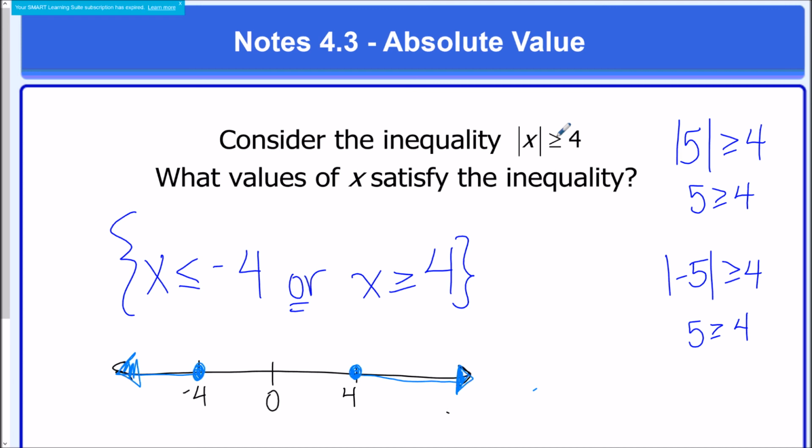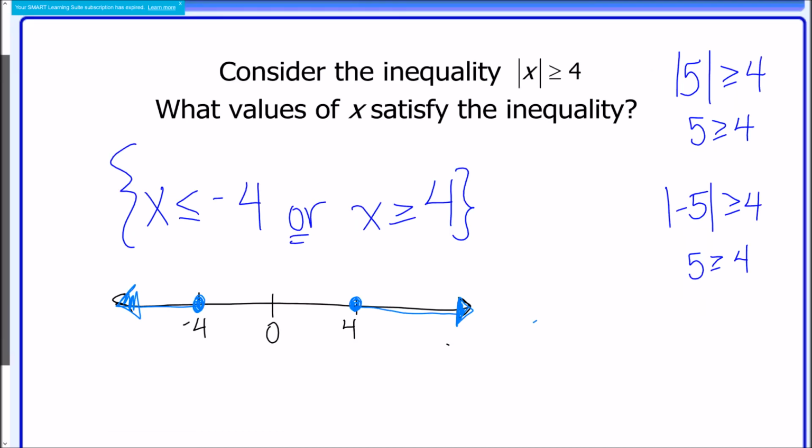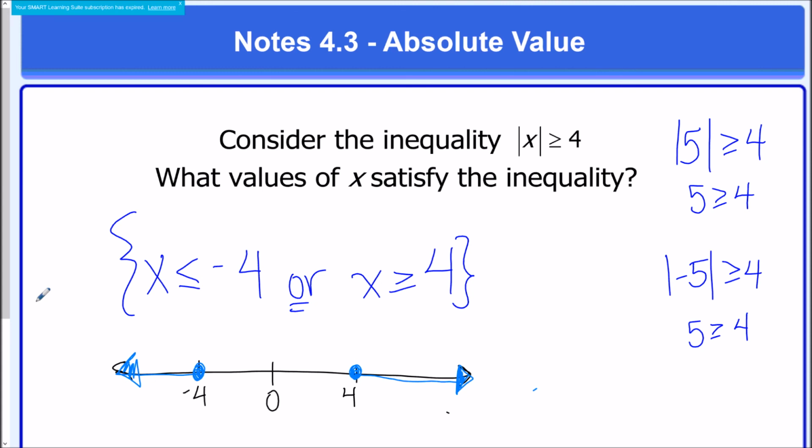Now, to write this in interval notation, I would say my answer is going to be from -∞ to -4, including -4, as well as +4 to infinity, including 4, but obviously not including infinity because we'll never reach infinity, okay? And that's my solution for that question.